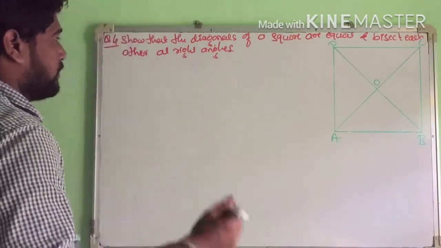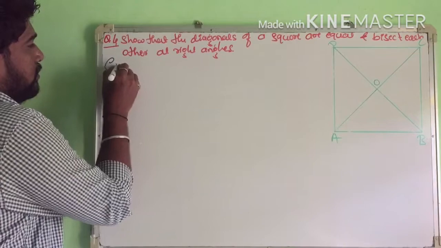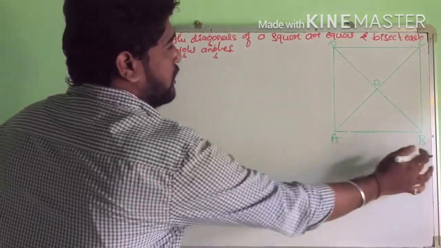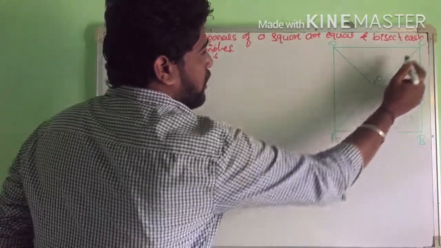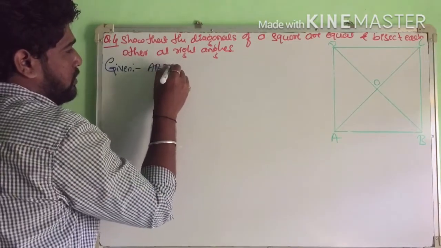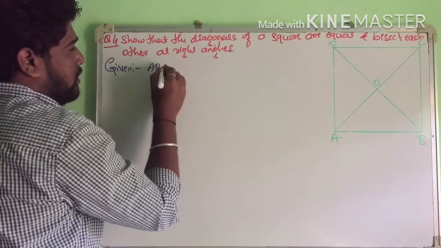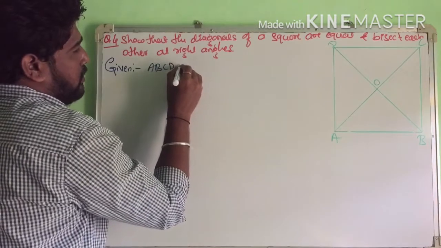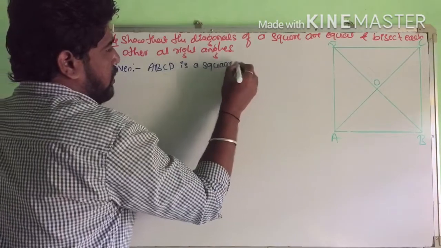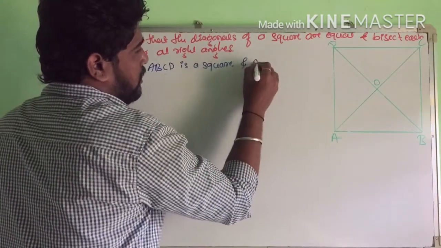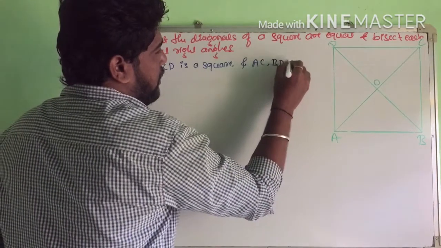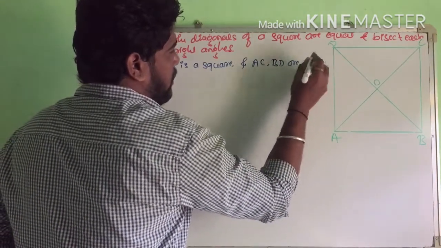So first write down the given. What is given here? A square. ABCD is the square and AC and BD are the diagonals. So ABCD is a square and AC and BD are the diagonals.